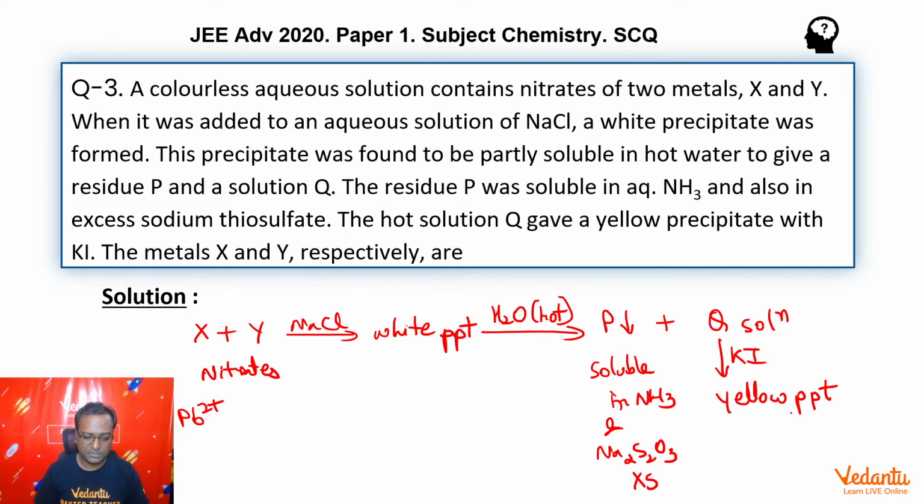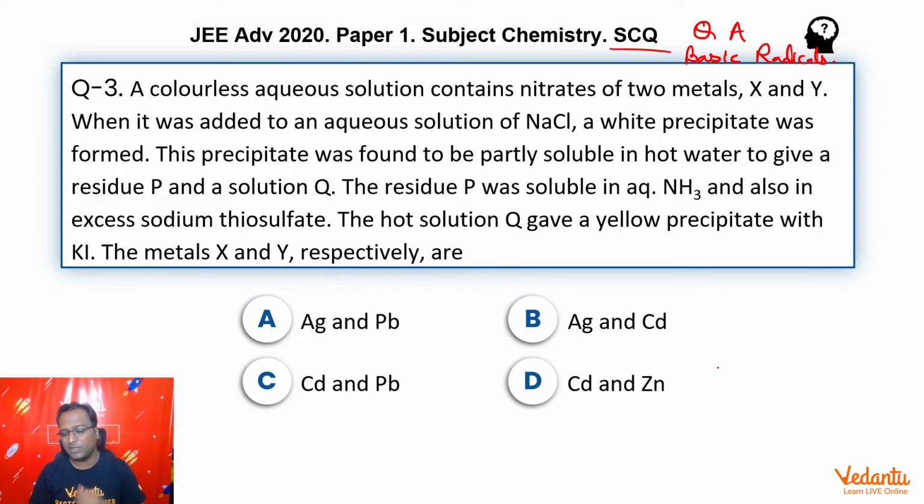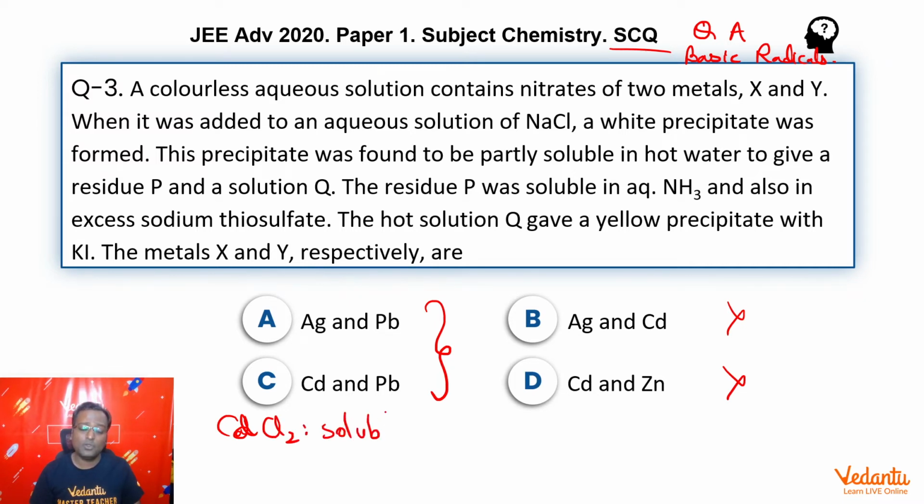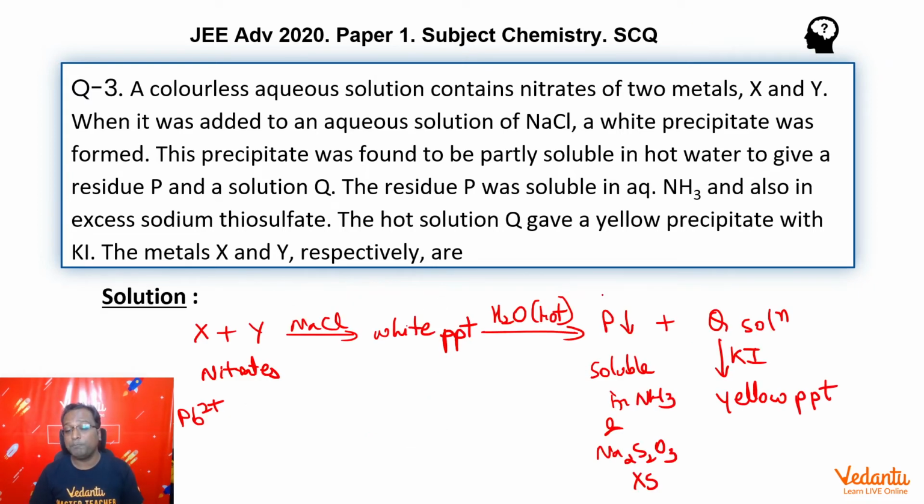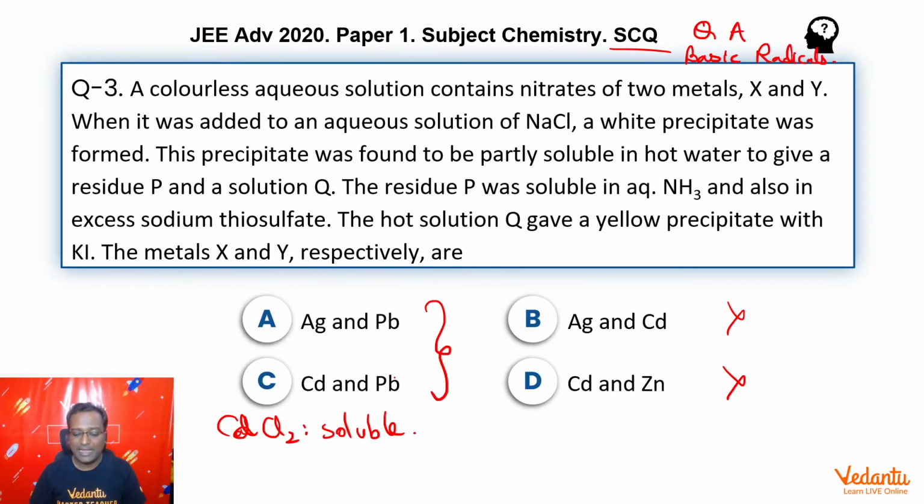Let's go back to our options. We have figured out that one of them is definitely lead. So this option is cancelled, and this one is cancelled. We are left with these two. If you remember, cadmium chloride and cadmium iodide are all water soluble. This is not a precipitate at all. So the P that we got as a precipitate cannot be cadmium. Therefore our answer here is definitely Ag and Pb.